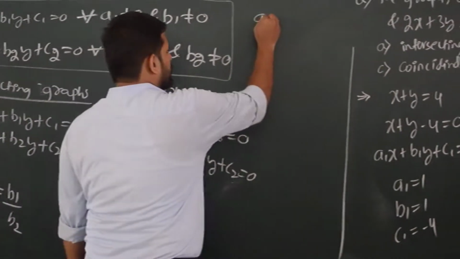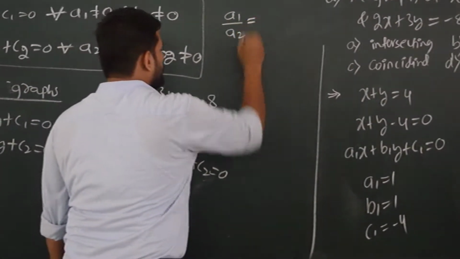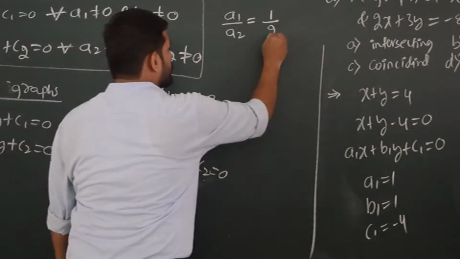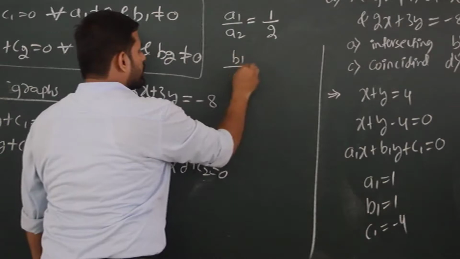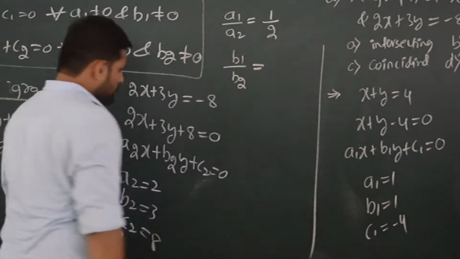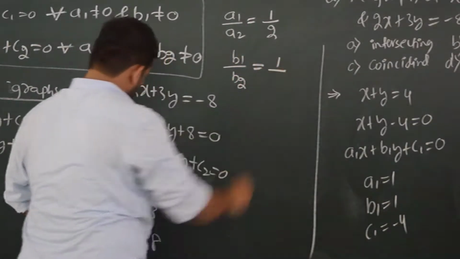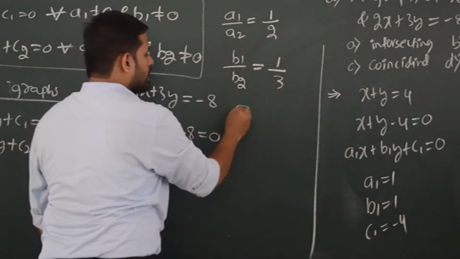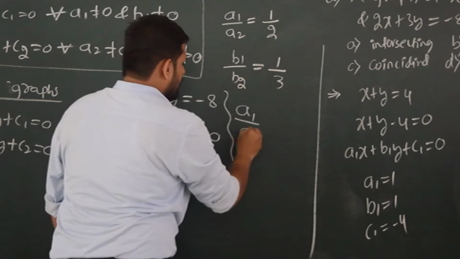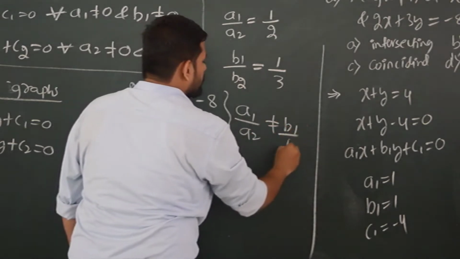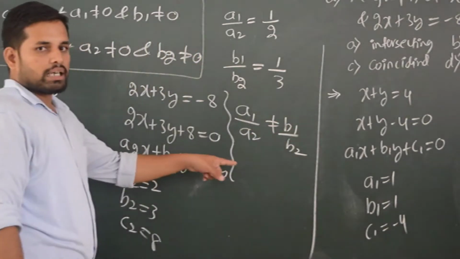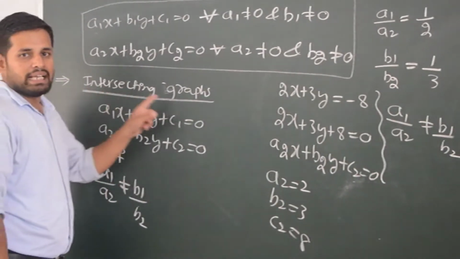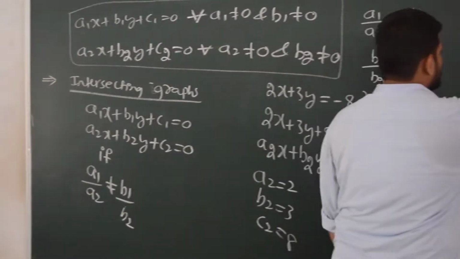Now you find out a1 by a2. What is the value of a1? 1. What is the value of a2? a2 is 2. So a1 by a2 is 1 by 2. Now similarly you find out b1 by b2. What is the value of b1? b1 is 1. And what is the value of b2? That is 3. Now look at this: a1 by a2 is 1 by 2, b1 by b2 is 1 by 3. That means a1 by a2 is not equal to b1 by b2. So if this is the condition, what I told you? If this is the condition, then the graphs are going to be intersecting. That's why these graphs are intersecting.